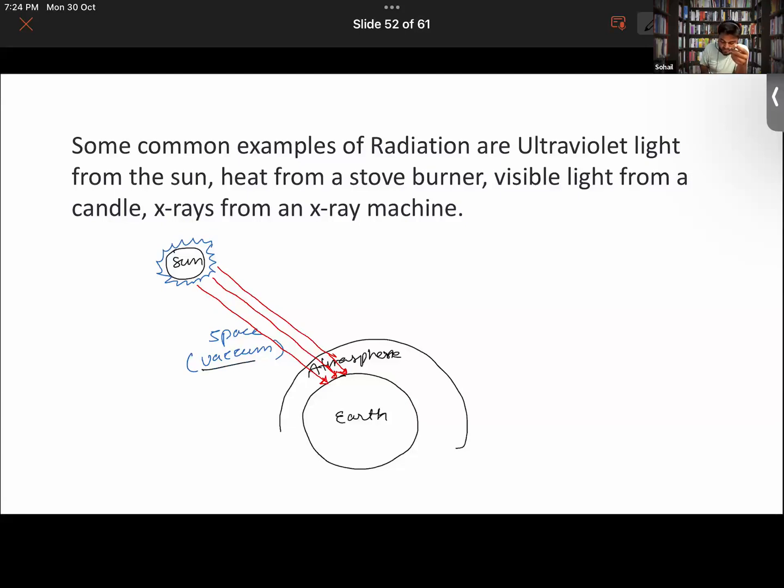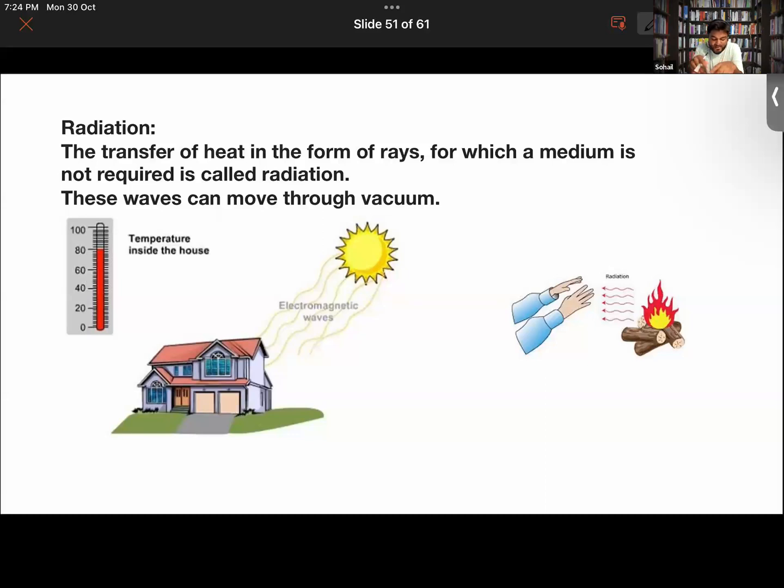There was no medium over here, right? So radiation is that type of transfer of heat in which a medium is not required. Basically, the transfer of heat energy from a hot body to a cold body directly, with or without the presence of a material medium, that has been called radiation. All right, so that is simply called radiation.